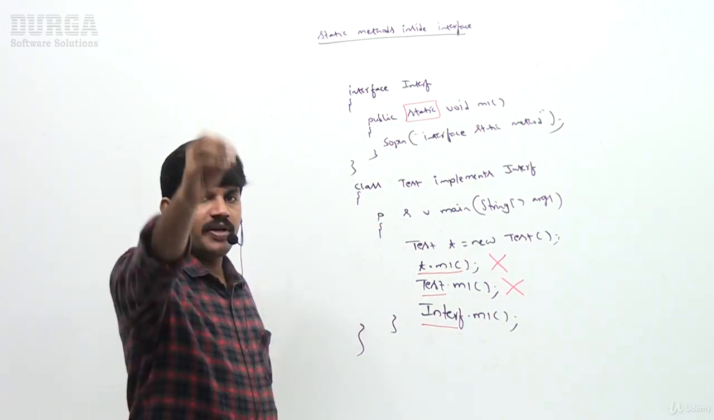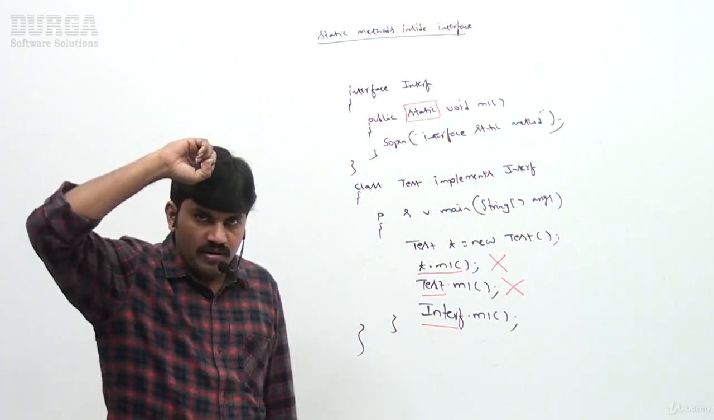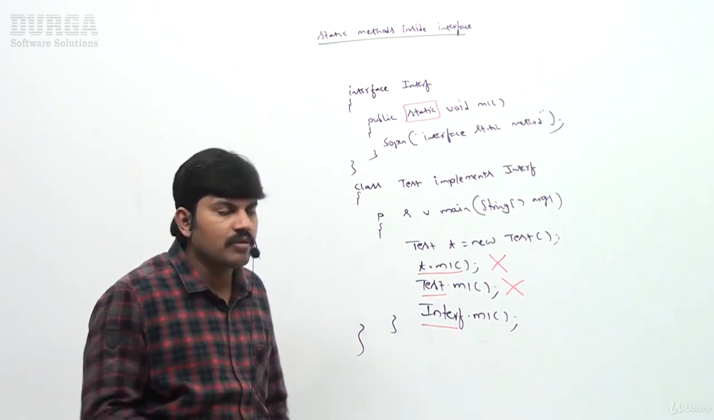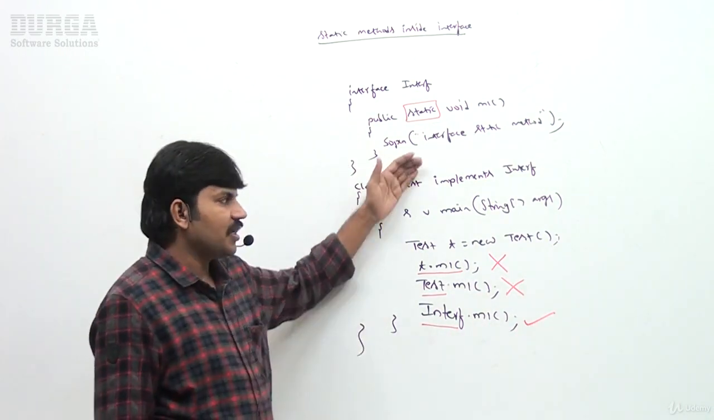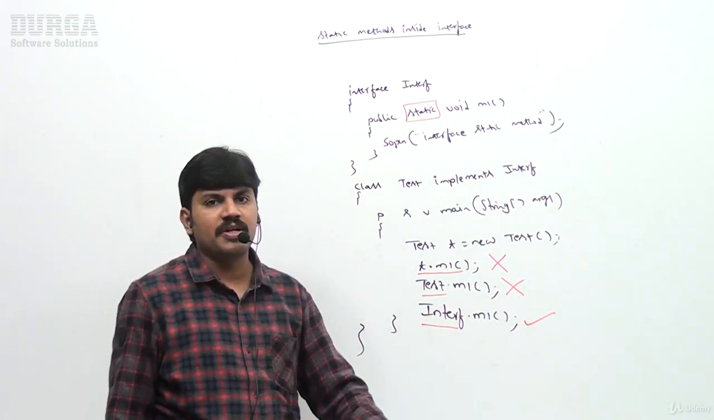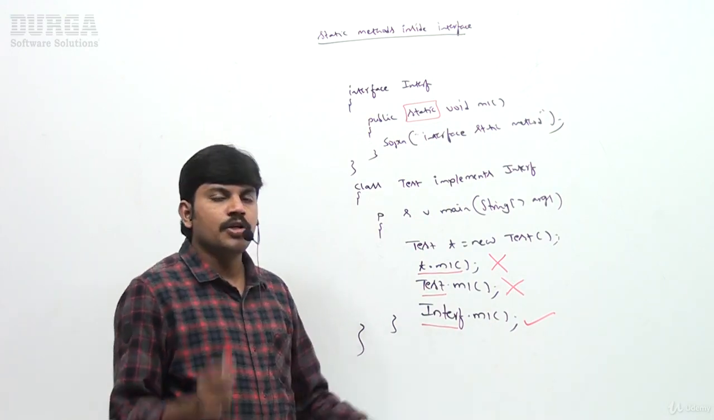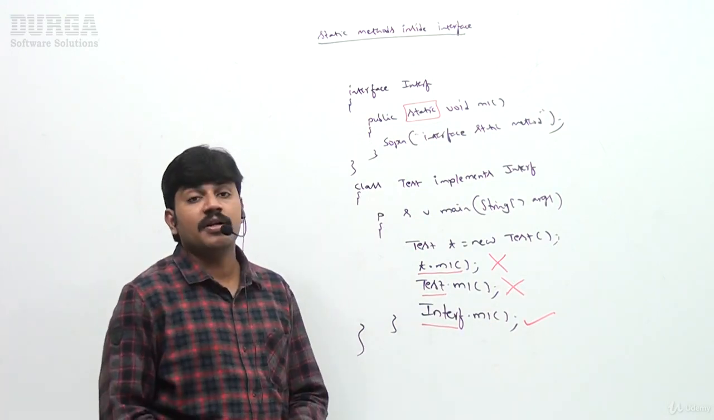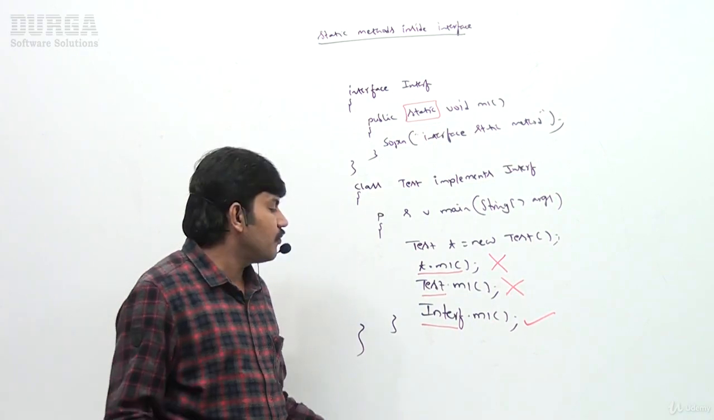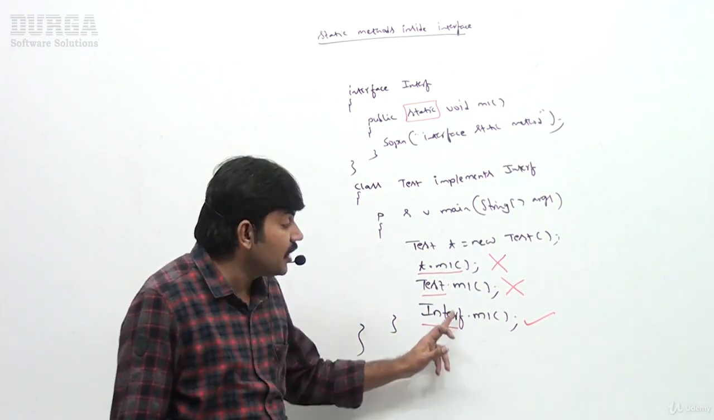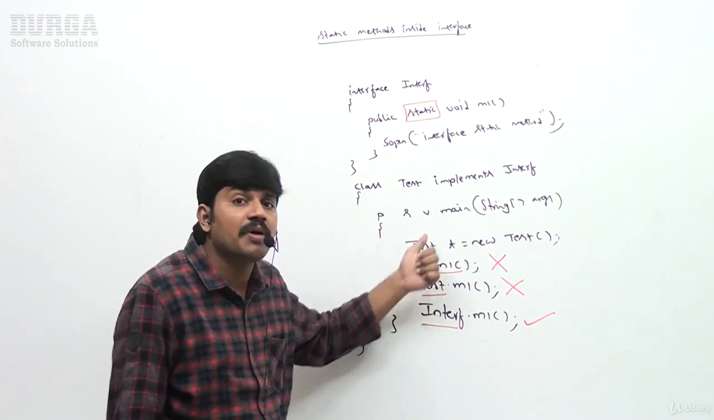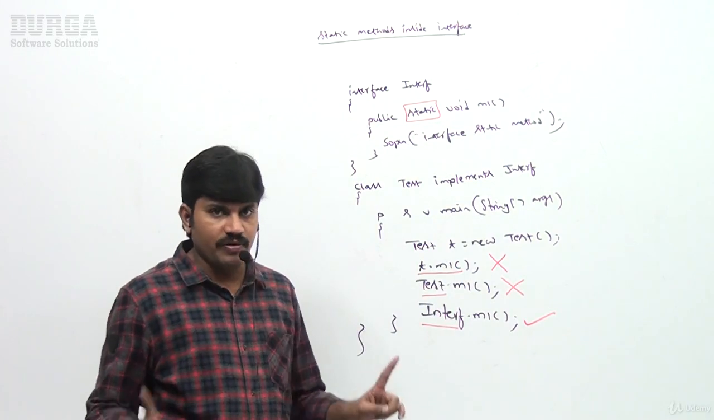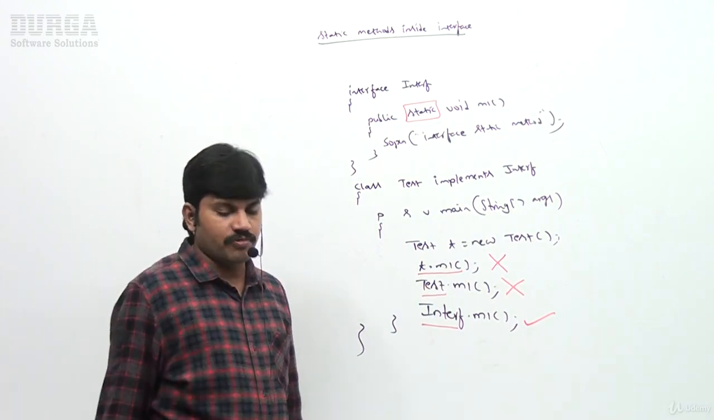Interface static methods you can always call by using the interface name only, whether the caller is an implementation class or a non-implementation class. If you want to call an interface static method, compulsorily we should use the interface name only. You are not allowed to use the implementation class name or an implementation object reference and so on. Everyone can understand? This is the small twist.